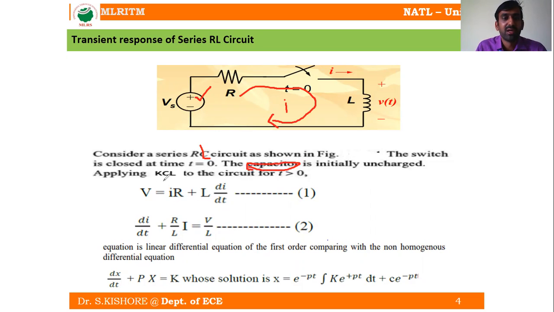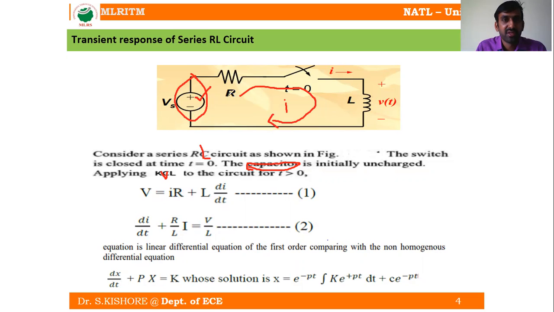So now applying KVL to the circuit at t equal to 0 when the switch is closed, we can have V equal to, what does KVL state? The EMF acting across the loop is equal to the sum of the potential differences across different elements in the loop. V is nothing but your EMF, which is equal to the sum of the potential differences across different elements. What are the different elements in this loop? One is the resistor and the other one is the inductor.